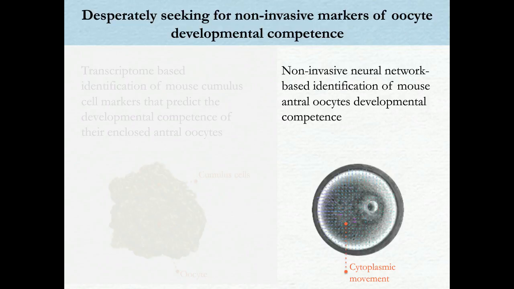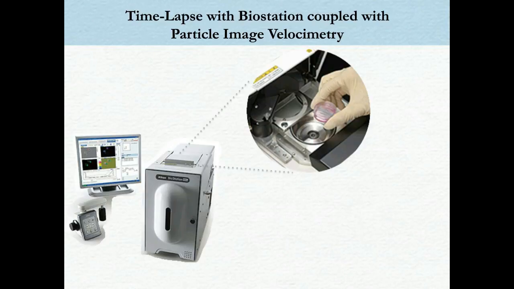Cytoplasmic movements are recorded using time-lapse imaging inside a biostation, which has a small incubator that keeps the temperature at 37 degrees centigrade, and the atmosphere with 5% CO2, which is the ideal environment for cell growth. The time-lapse recording obtained is analyzed with the cell particle image velocimetry method, which is a mathematical tool that allows a quantitative measure of the velocity of the cytoplasm movement.